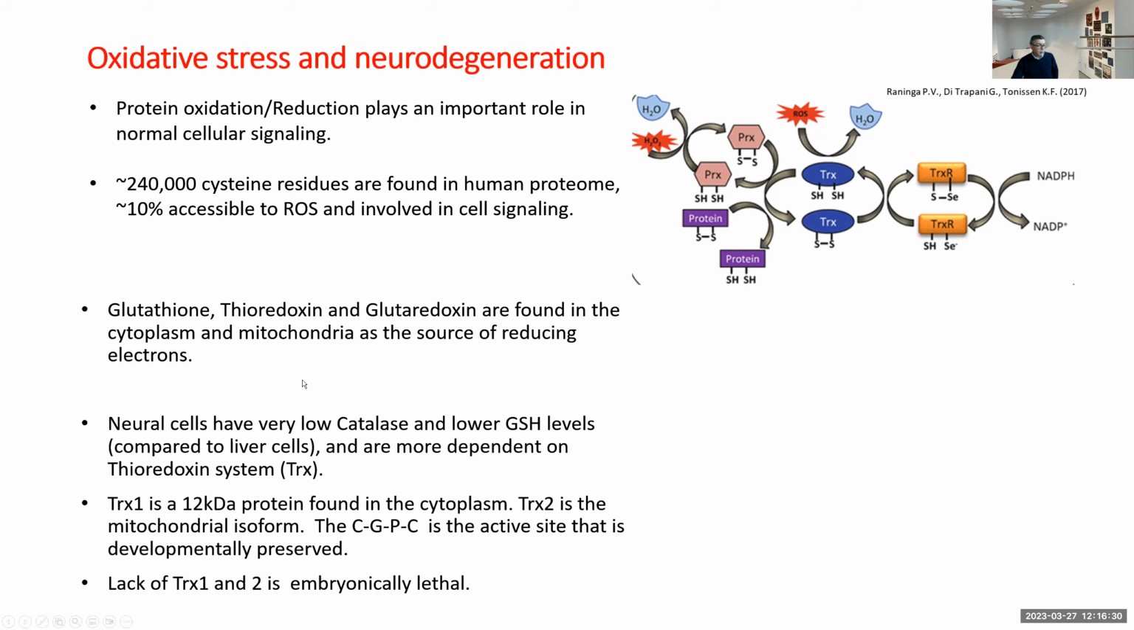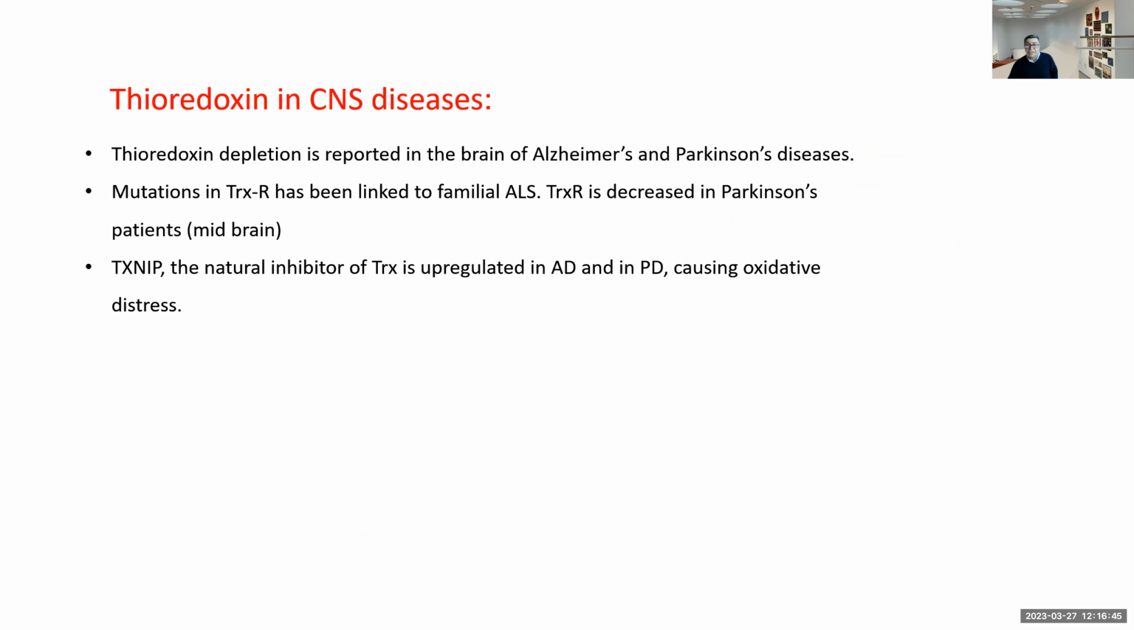And also the other thing that we know in neurodegeneration is that lack of thioredoxin 1 and thioredoxin 2, which is mostly mitochondrial, is embryonically lethal. In CNS diseases, there is a lot of information that is related to thioredoxin. What we know is that in Alzheimer's disease specifically, there is depletion of thioredoxin.